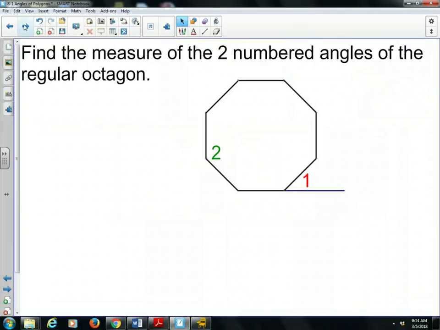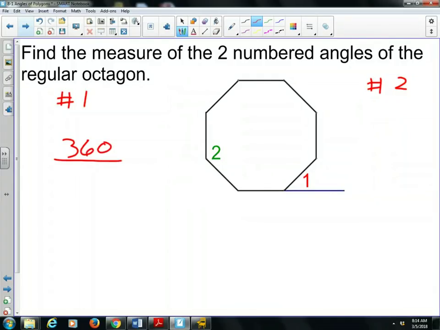Let's now try this one where we want to find the interior angle and one exterior angle of an octagon. Find the measure of the 2 numbered angles of the regular octagon. So here is the work for number 1, and I'll do the work for number 2 right over here. Is 1 an interior angle or an exterior angle? Angle 1 is an exterior angle. So the formula that we're going to use is 360 divided by n.